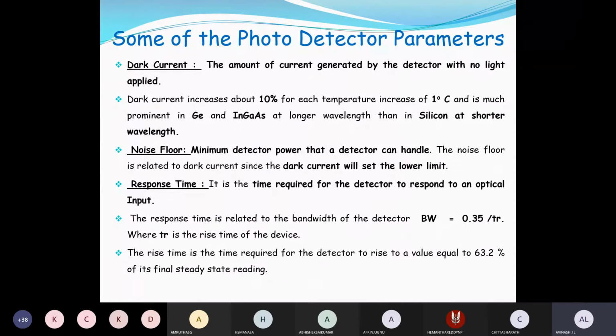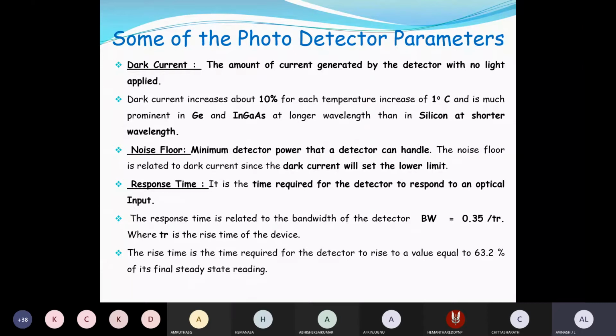See, here what happens: sometimes when we don't apply any light, when we don't apply any signal, when you don't apply anything, still some amount of current will be generated. So that particular generation, if it is happening, that particular current is called as what? Dark current we say.